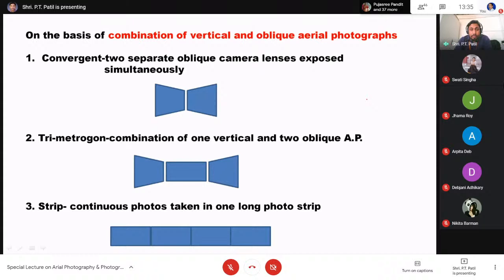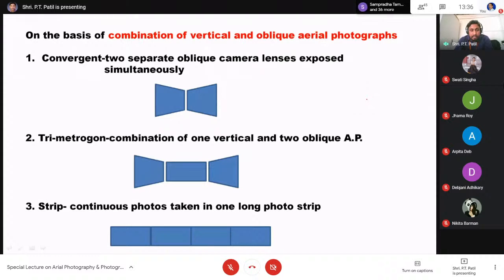Especially such kind of photography is associated with remote territory, or even territory which is near to the enemy area. So in order to survey the areas associated with the enemy, we use such kind of convergent aerial photography. Sometimes for 3D viewing, such kind of photography plays a very important role, because shadows are very clearly demarcated with the help of convergent aerial photographs.